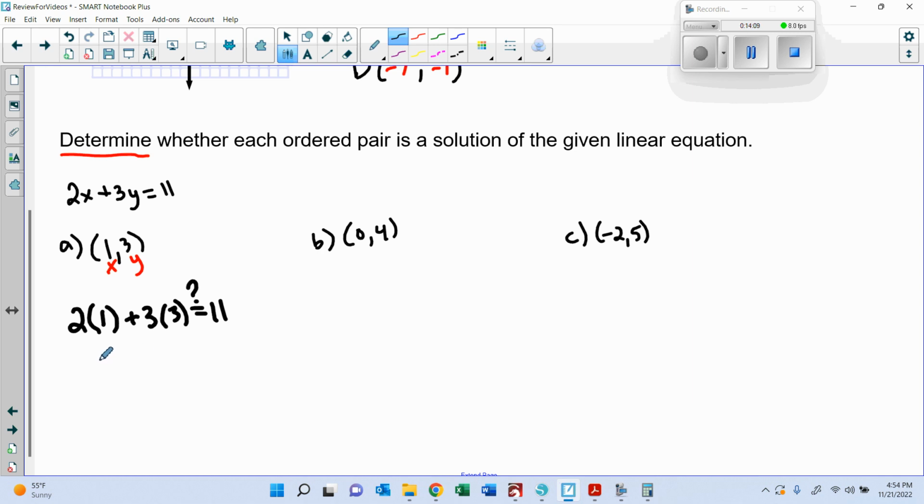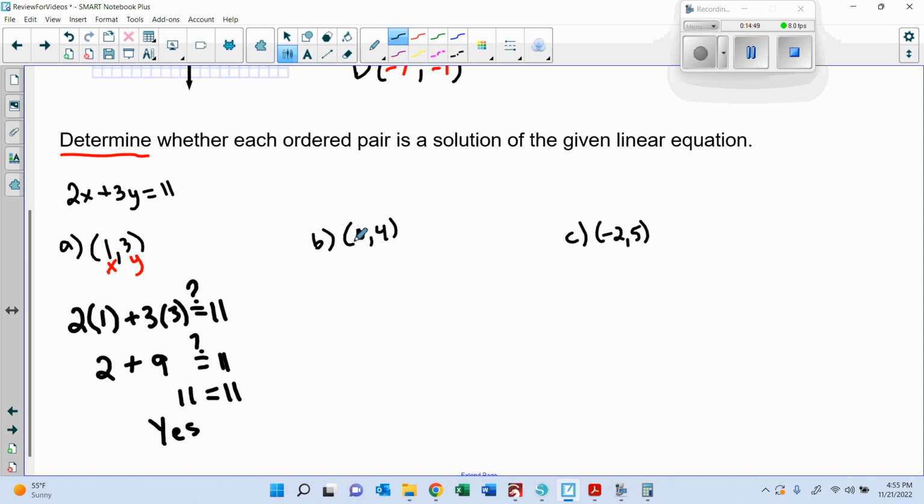Again, we're determining. So until it says 11 equals 11 or something else equals 11, we can't say yes or no. So we're going to use our order of operations here, which would say multiply first. So 2 times 1 is 2, plus, and then we have to do 3 times 3 because we do our multiplications first, which is 9. And then we put equals question mark 11. 2 plus 9, we're just simplifying the left, is 11. So 11 does equal 11. So yes, this is a solution.